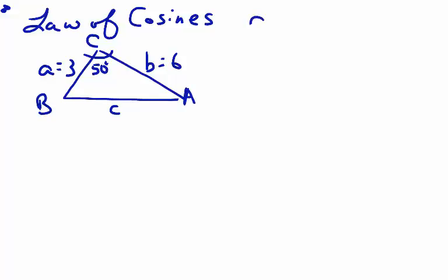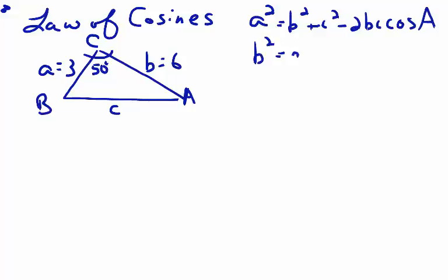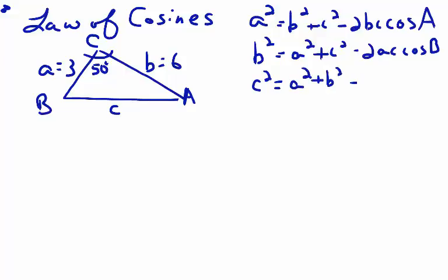We know that A squared equals B squared plus C squared minus 2 times B times C times cosine of A. B squared is equal to A squared plus C squared minus 2AC times cosine of B. And C squared is equal to A squared plus B squared minus 2 times A times B times cosine of C.